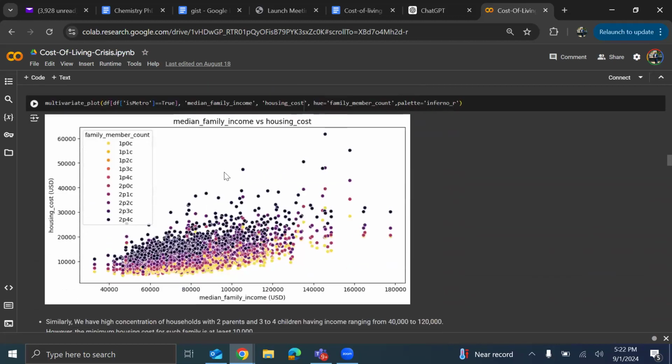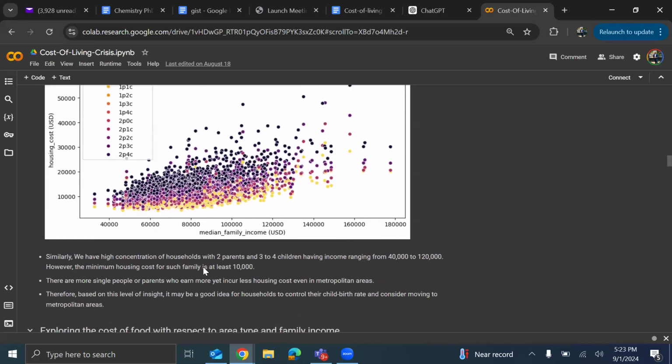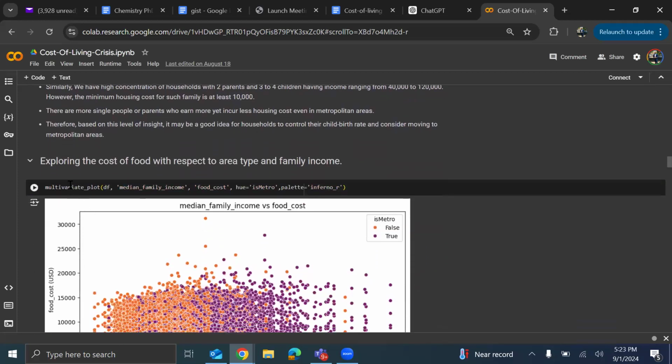And the same thing, an almost similar occurrence, is what we are seeing when we look at people in metropolitan areas. Similar events: people with more family members tend to pay higher housing costs. All right. Now exploring the cost of food.